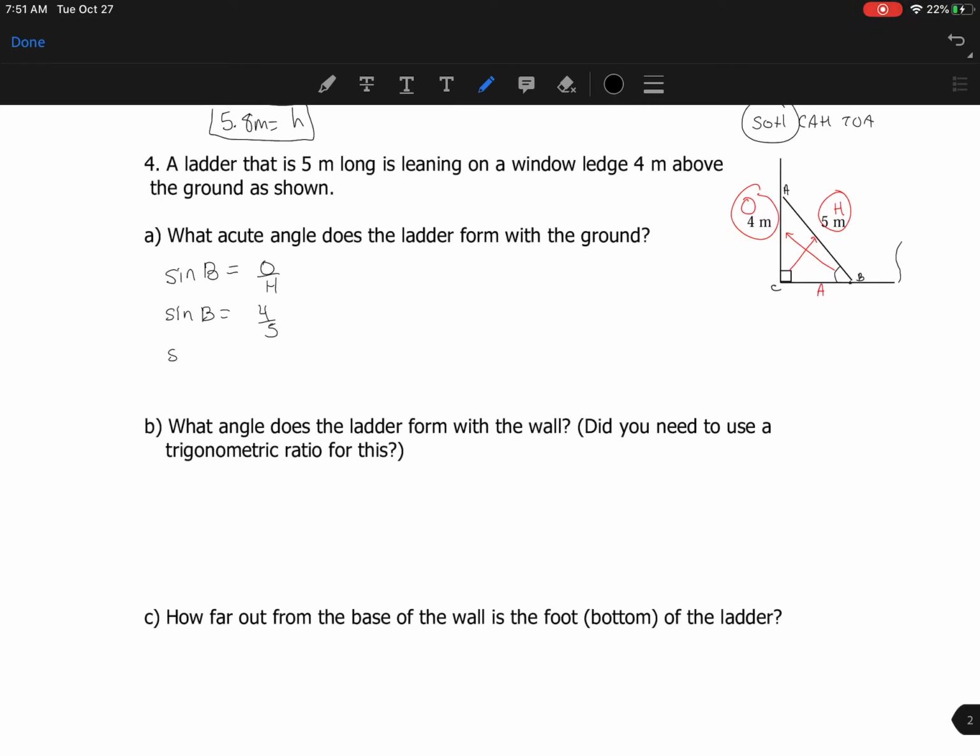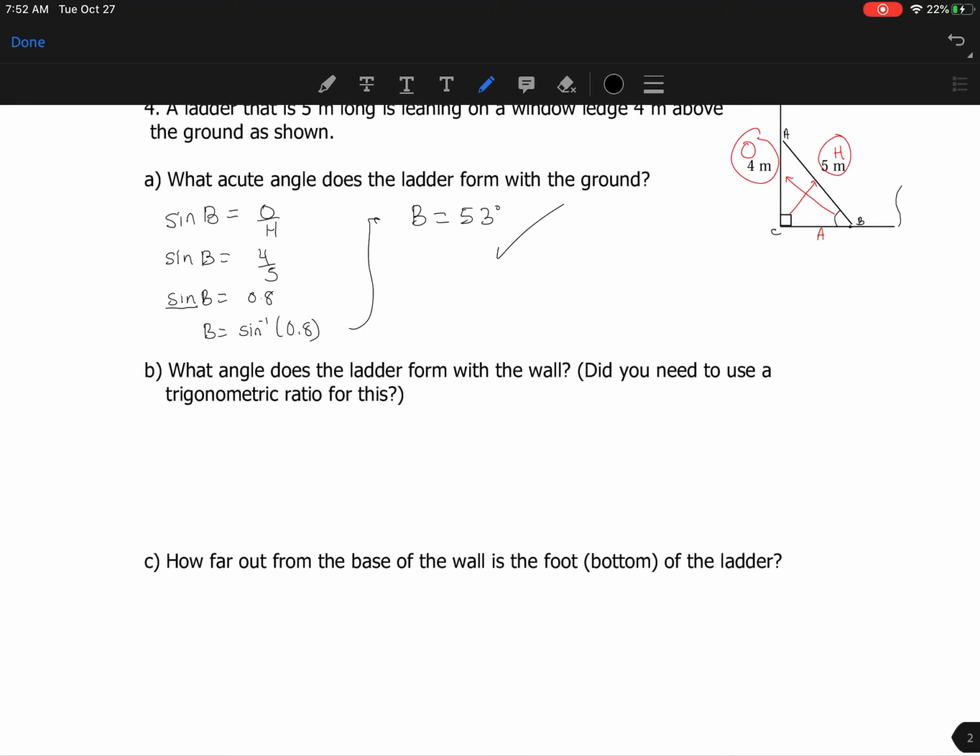So sine of the angle we're trying to find is equal to 4 over 5, which is just 0.8. To get that sine to the other side, we have to do the opposite of sine, which is the inverse of sine of 0.8. I have to do inverse sine of 0.8. All right, I'm going to get B is equal to 53 degrees. There's the angle that forms with the ground.